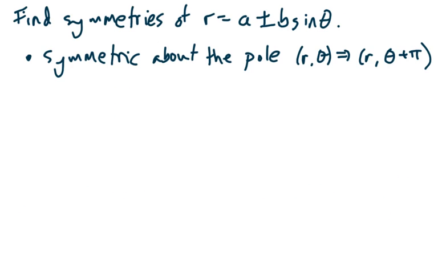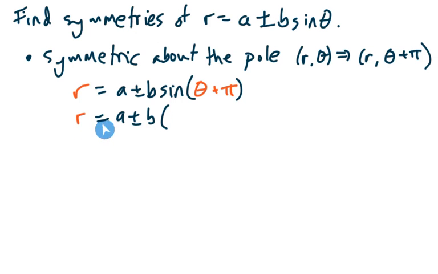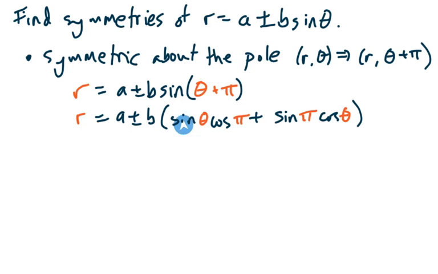So let's now see if this thing is symmetric about the pole. We're going to test to see if whenever r comma theta is a solution, is r comma theta plus pi also a solution. So we'll plug in r for r and theta plus pi in place of theta. Now here we're going to use the sine sum angle identity. Notable feature of the sine sum angle identity, plus, also plus. So we'll have r equals a plus or minus b times parentheses, again, because this one term is going to split into two, like this. Sine of the first angle times cosine of the second, plus sine of the second times cosine of the first. And we're going to simplify this, and this will simplify.